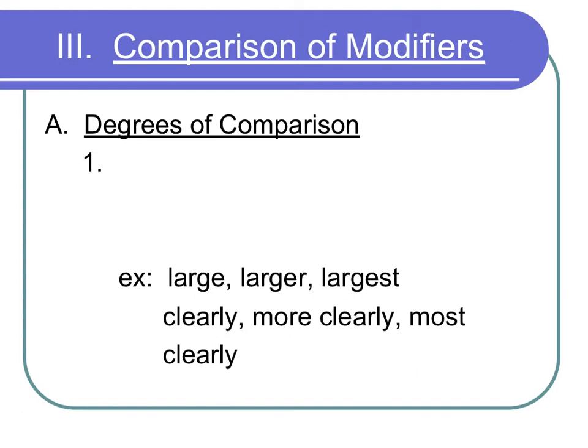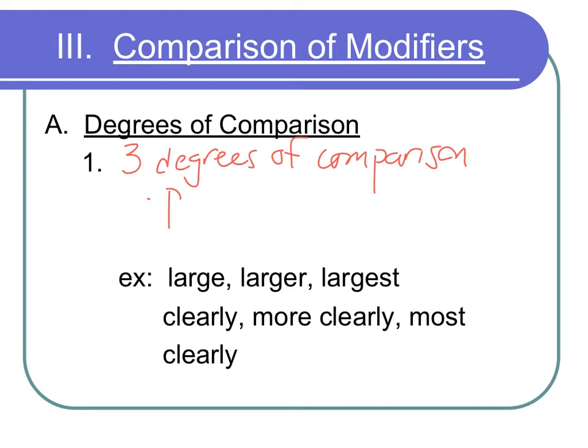Yeah, that's where we want to go. Okay. So we have 3 degrees of comparison. Okay, and they are the positive, the comparative, and the superlative.